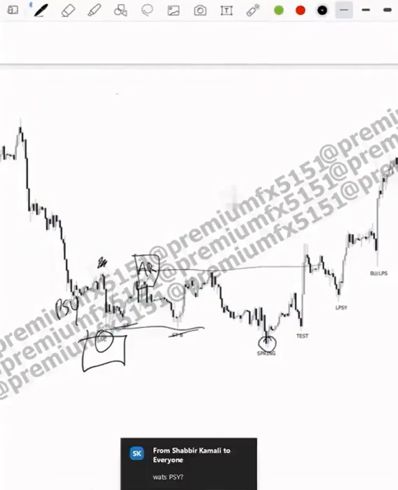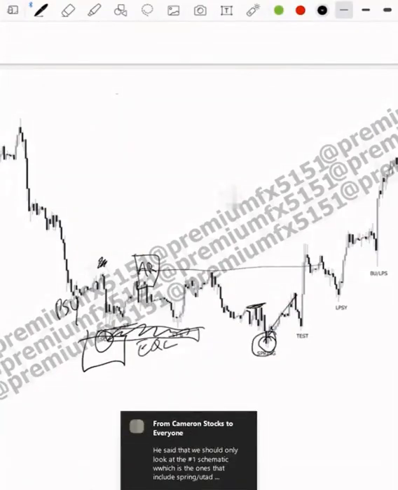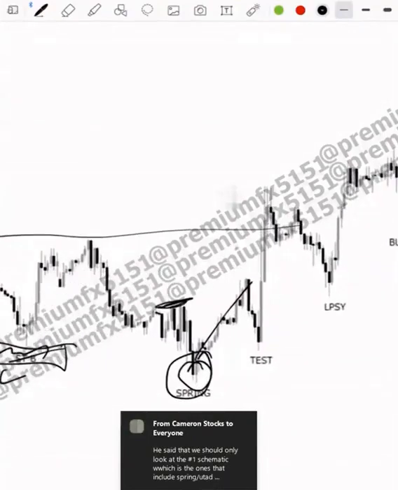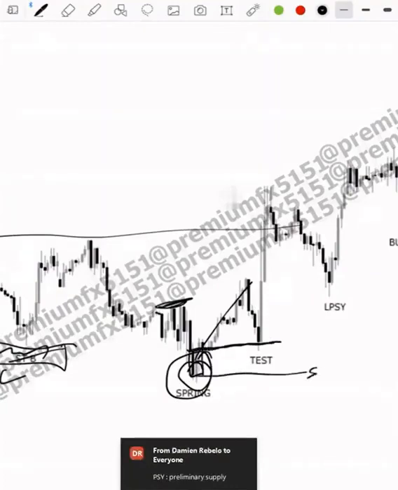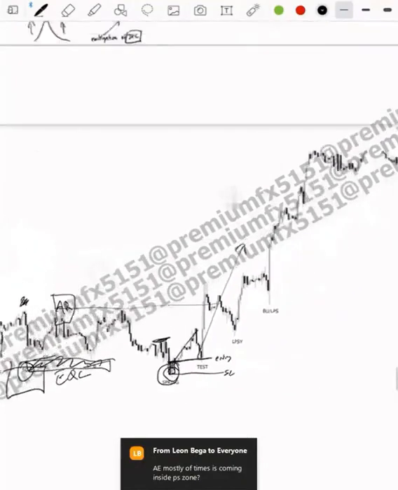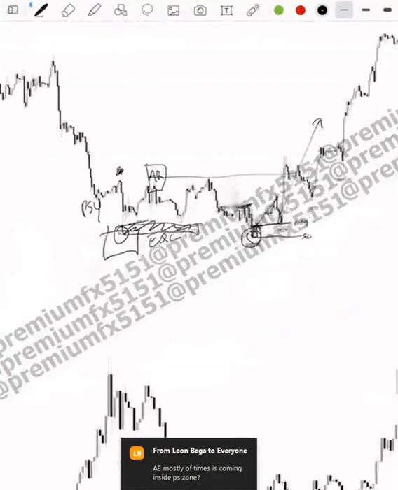Spring took out this area of liquidity. So equal lows, and then spring, minor break of structure. There were no equal highs in this example, but it came back to the refined IFC over here, which is your entry, stop loss down here, and then bullish price action. So that's how you take that one.